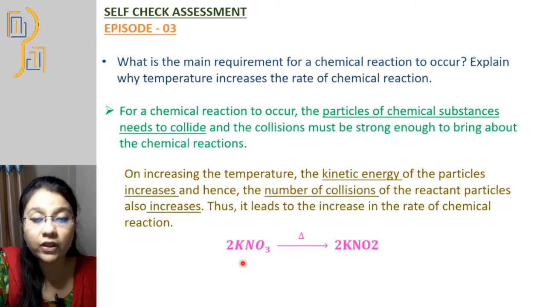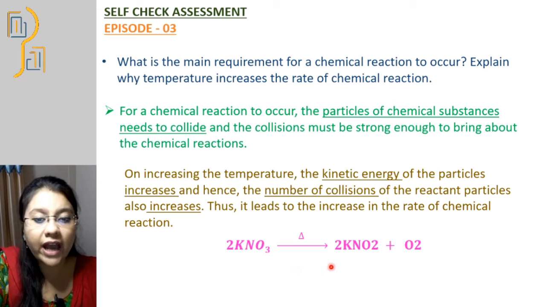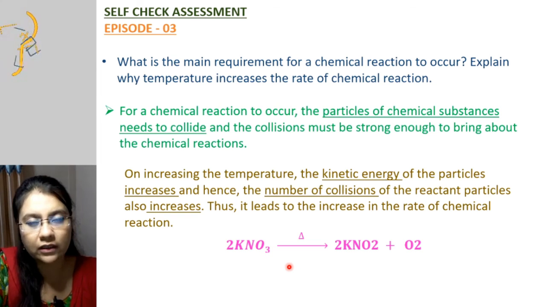For example, when potassium nitrate is heated, it forms potassium nitrite and oxygen. This reaction is possible in the presence of heat, where the reactant molecules start colliding with each other more randomly and at a faster rate.